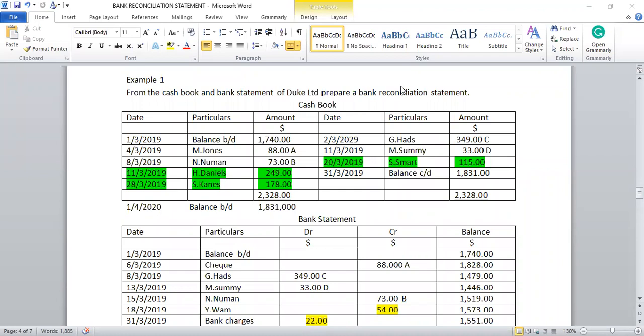This is a continuation, or part two, of bank reconciliation statement. We've done part one, so you can click on the link below in the show more section and go watch part one. We stopped part one at the format. So we are coming to look at some questions of the bank reconciliation statement and how to answer them.